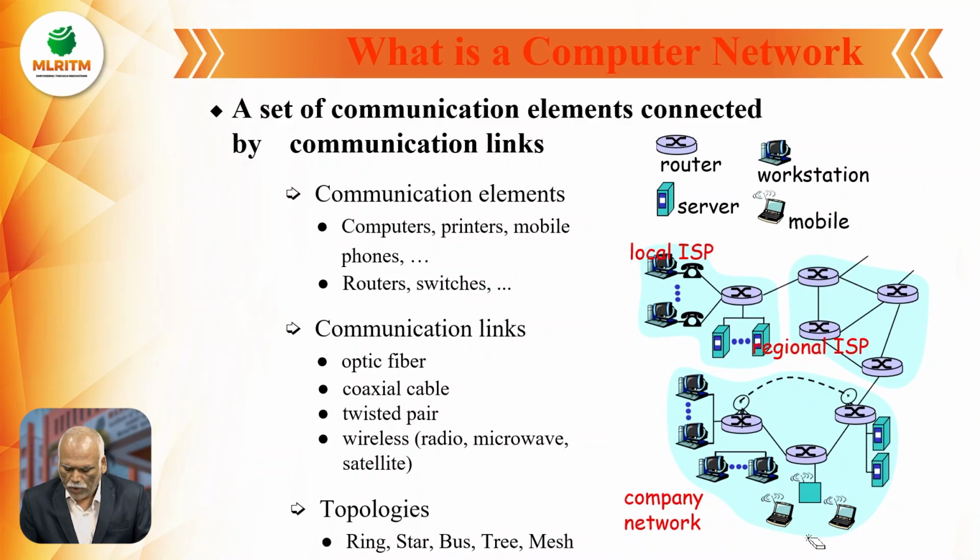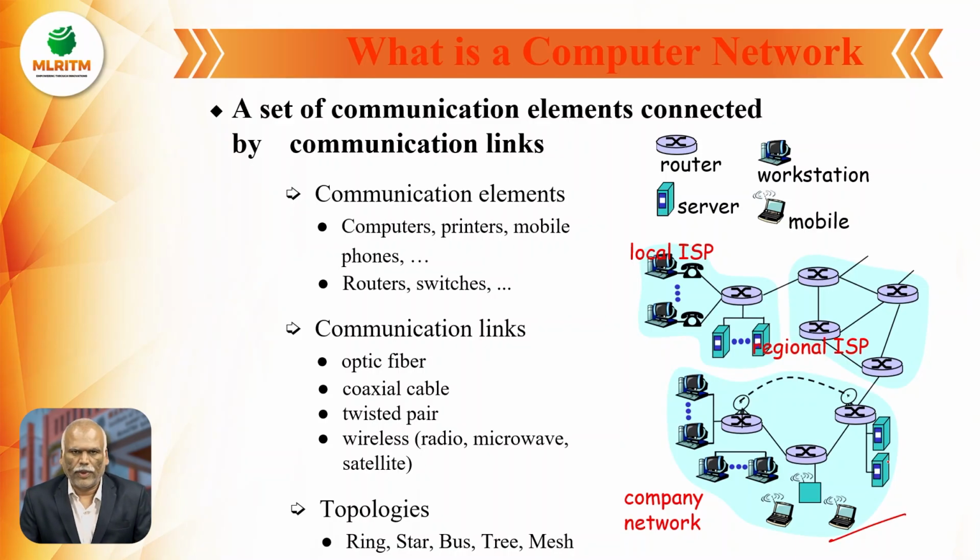So this is an example of a computer company network, where different communication devices are part of it, which can be a computer system or any resource like a printer that is part of the network. Next is how this communication is established.